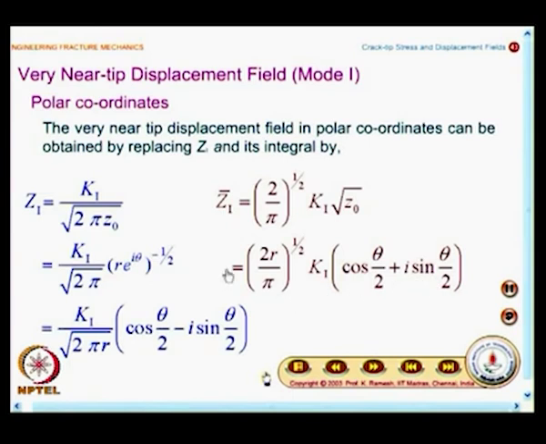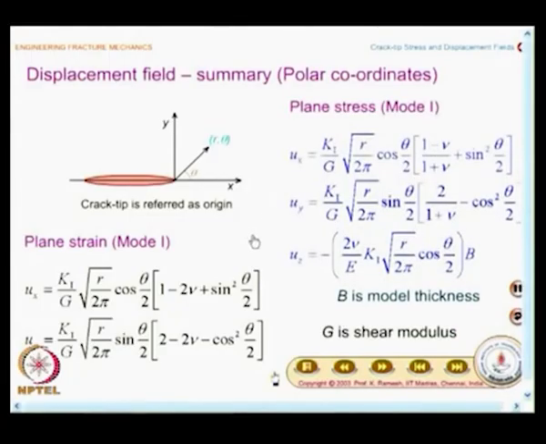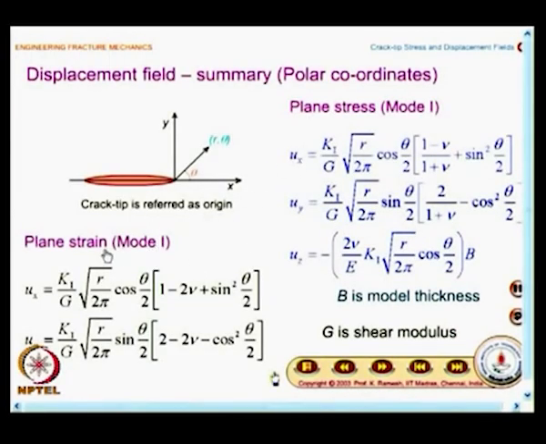So, now I have the expression of Z1 as well as Z1 bar in terms of r and theta. So, I can substitute it in the expression and get the displacement field in terms of r and theta, as simple as that. And what is written here is, I have the expressions for both the plane stress as well as plane strain. In order to make your understanding very clear, the diagram re-emphasizes that whatever the solution you see for the displacement field is referred to crack tip as the origin.